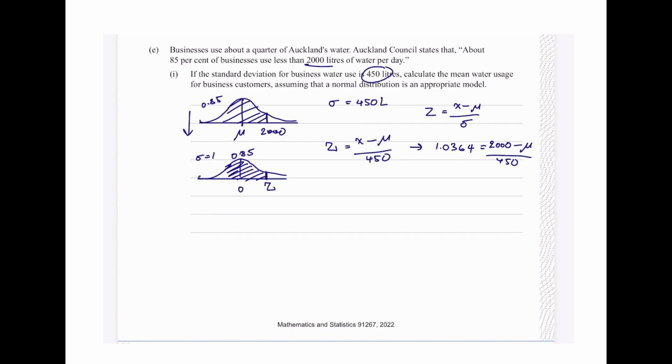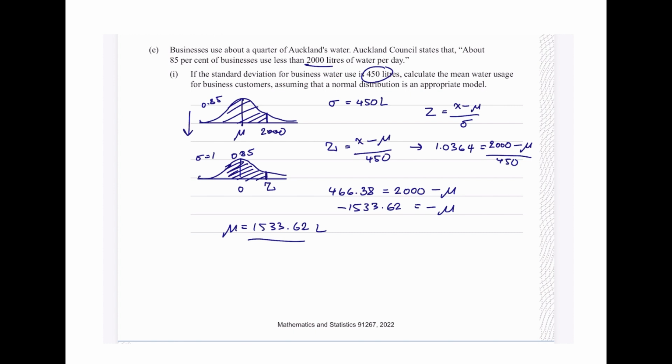So 1.0364 times 450, that gives us 466.38 is equal to 2,000 minus mu. If we subtract 2,000 from both sides, we're going to get negative 1533.62 is equal to negative mu. Therefore, we should divide by negative 1 on both sides. So therefore, mu is equal to 1533.62 litres. So that's our mean water usage.